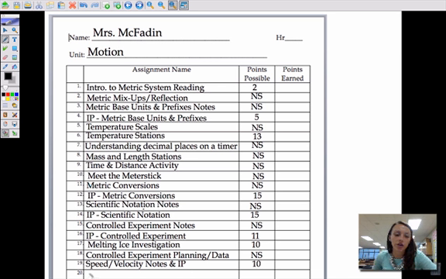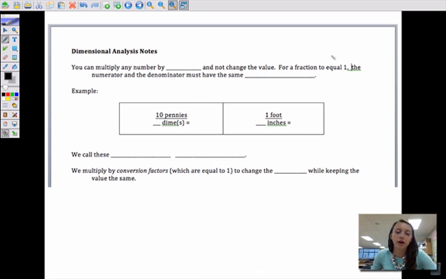in slot 20, we're going to write D, A, notes, and IP. We're going to make this 10 points. Find this page in your binder. It should be right after your speed, velocity, independent practice. And in the upper right hand corner, you're going to label it 20A.